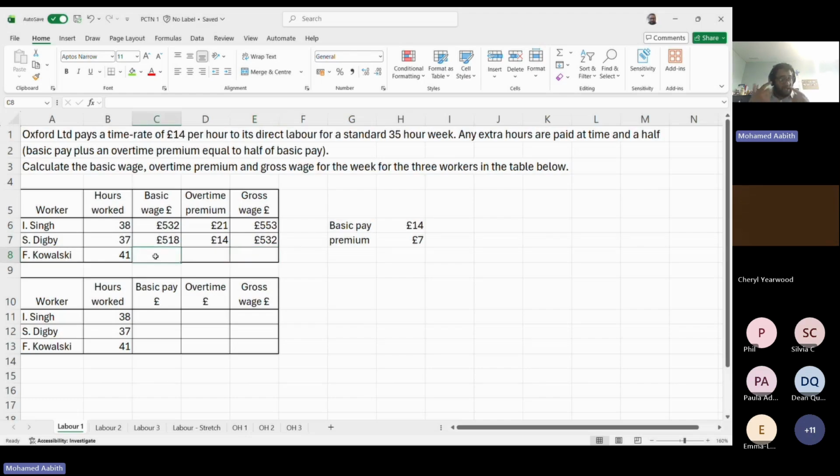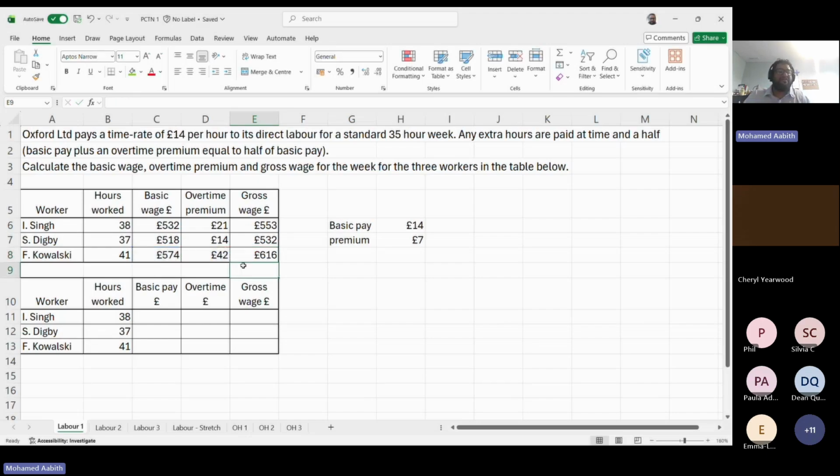But let's see again what we have. The next one, this number times the £14, gives you 574. The hours of overtime they have done is 41 minus 35, which is 6 hours. 6 times the £7 is 42. That is equal to that plus that. Once we've done that, we have found the gross wage.